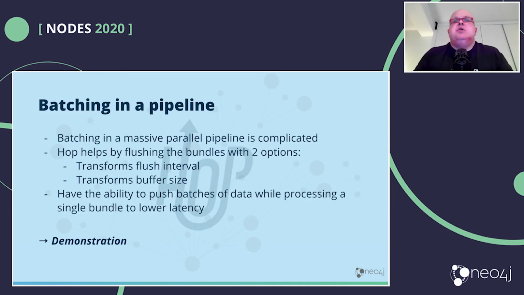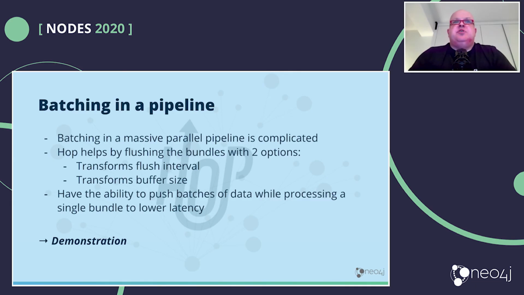So you have all these three big ticket items that I showed you. And what we did in Hop is we help you by flushing the bundles. So we have added two extra options: the transform's flush interval and the transform's buffer size. What that means is that, okay, you have a bundle, let's say 5,000 records in it. We want to have the ability to say, well, after half a second, I want you to commit some things already to Neo4j so that we don't have to wait until we have 5,000 records. At one record a second, that's going to take too long, right?